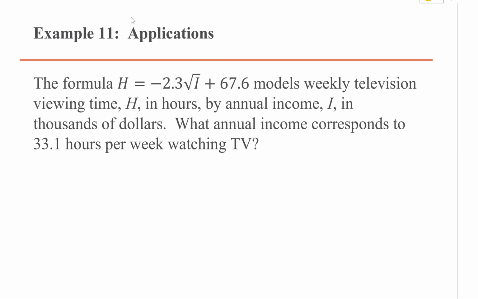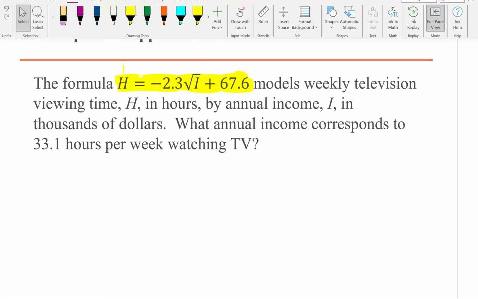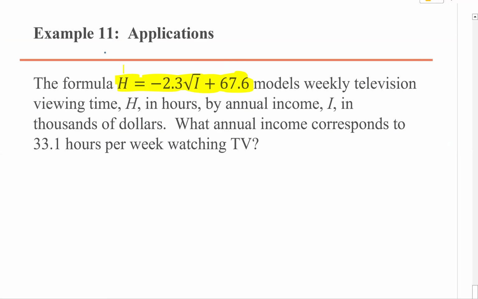The formula, this is kind of interesting. H is equal to negative 2.3 square root of I plus 67.6 models weekly television viewing time, H in hours, by annual income I in thousands of dollars. Oh, yeah. I was thinking H is the time and it's measured in dollars. No, the income is measured in dollars. Okay, so this one is hours, time. So that's why they called it H. And I is income in thousands of dollars.